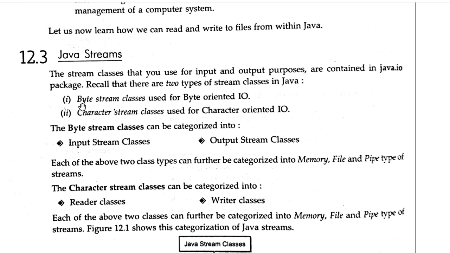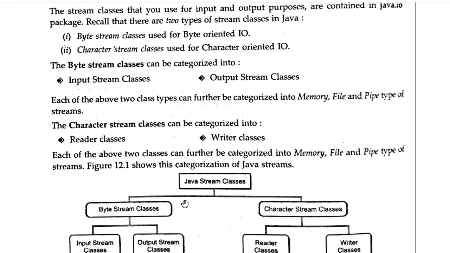There are two types of stream classes, byte stream classes and character stream classes. Byte stream classes are used for byte oriented input output, and character stream classes are used for character oriented input output, means text input output. Byte stream classes can be categorized into input stream classes and output stream classes, and character stream classes can be categorized into reader classes and writer classes. That means for byte oriented input and output, we need to use input stream class and output stream class. And for character oriented input or output, we need to use reader class and writer class.